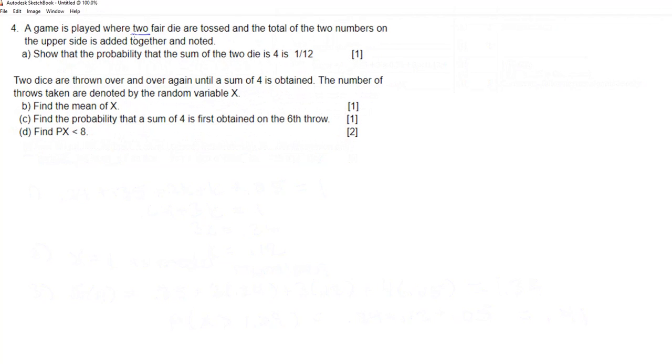In question number 4, we've got a game, and we're throwing 2 dice, and the numbers are added together. Now, they want to know the probability of the 2 dice equaling 4.